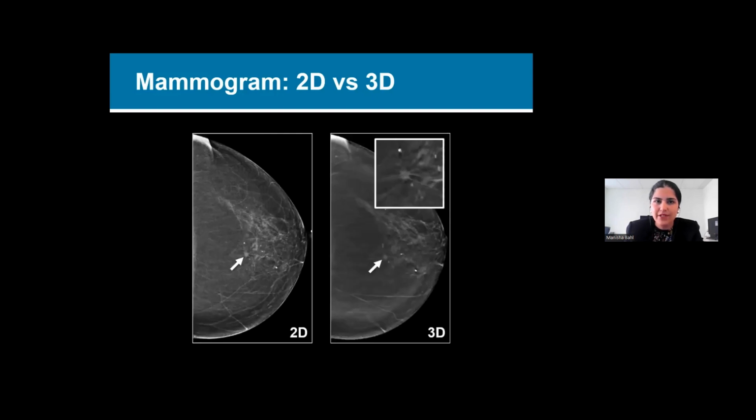Here's an example of a left 2D craniocaudal view on the left side of the screen and the corresponding tomosynthesis images on the right. I'll click on the play button here to scroll through the tomosynthesis images. There's a small cancer with spiculated margins, and that cancer is better seen on the tomosynthesis images, and its margins are better characterized on the tomosynthesis images compared to the 2D mammogram.